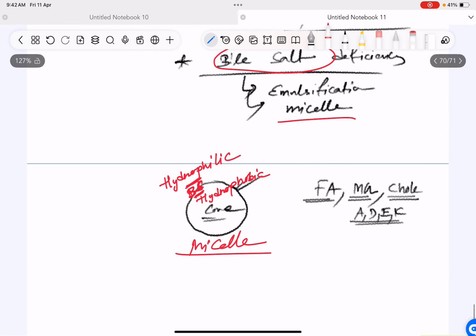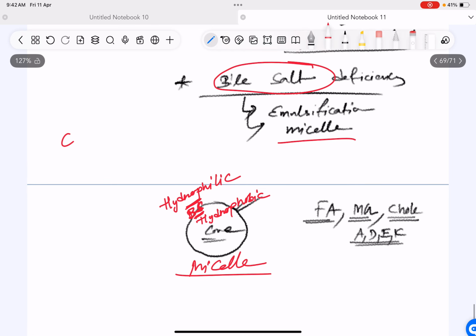Why can somebody have a bile salt deficiency? Any condition that causes cholestasis, so that bile is not coming. It can be a CBD stone, common bile duct stone. It can be any reason. It can be a stricture in the CBD, CHD, or gallbladder pathologies, wherever, or the liver is not able to produce bile. So any condition that causes cholestasis, the bile is not coming, so you will have bile salt deficiency.